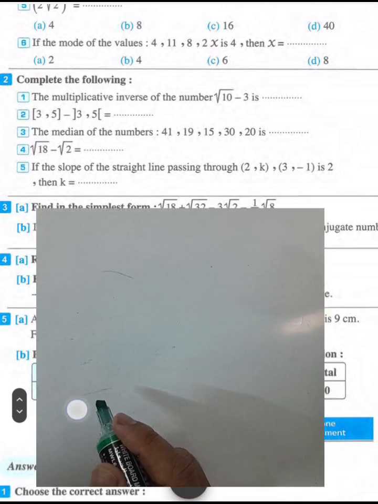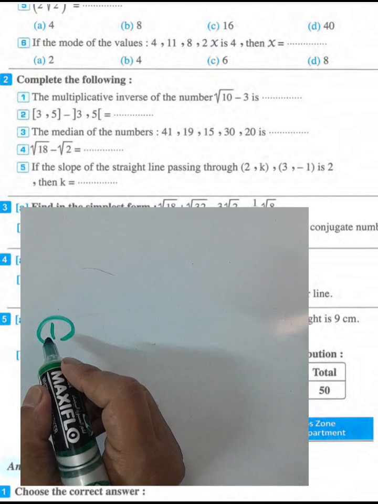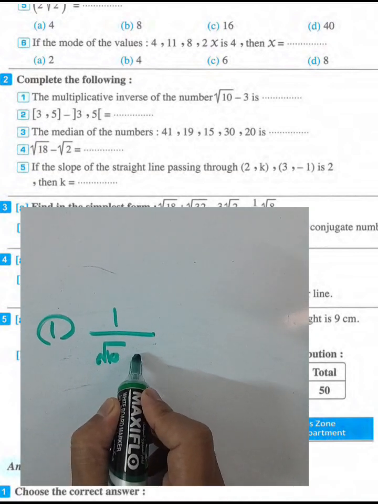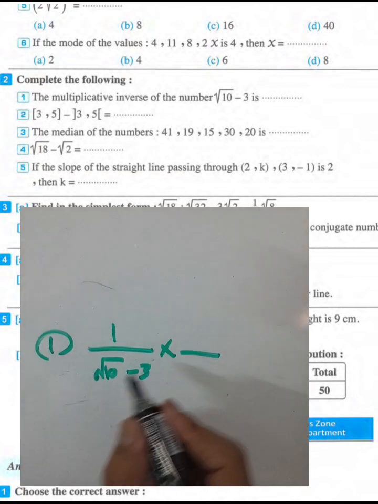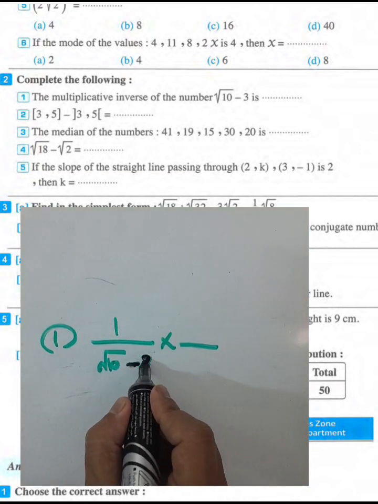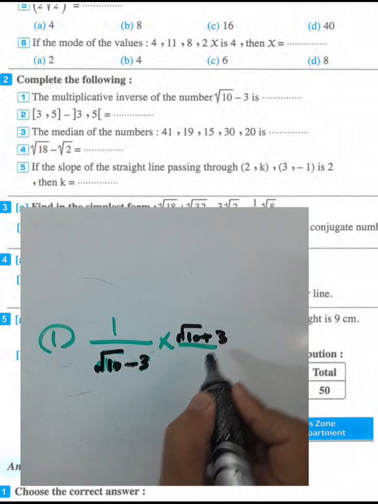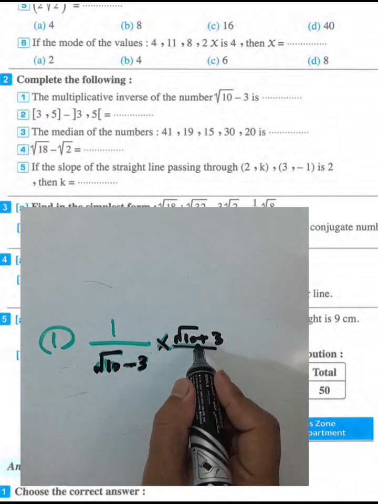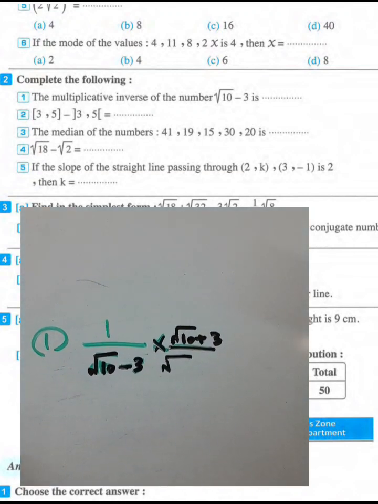Complete the following. Number 1: the multiplicative inverse of this number will be 1 over root 10 minus 3. We can find this number in the simplest form by multiplying up and down. Here the additive inverse of root 10 minus 3 would be root 10 plus 3, right? But we must multiply by the conjugate of the denominator, not the additive inverse, to cancel the irrational number and get whole numbers by multiplication.